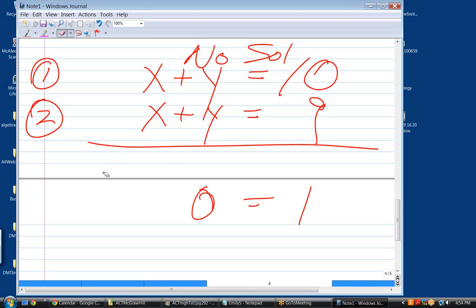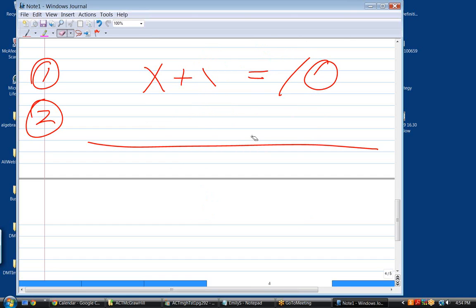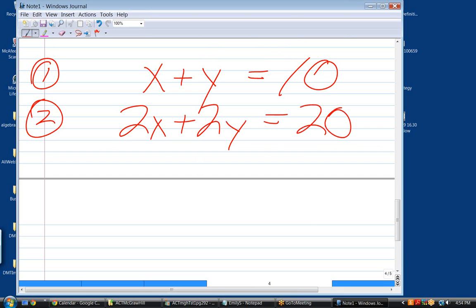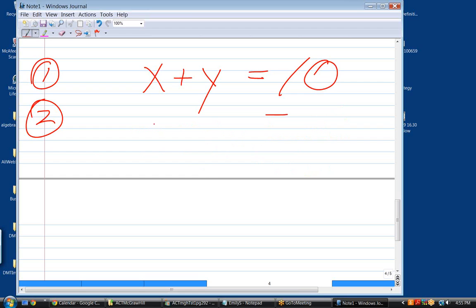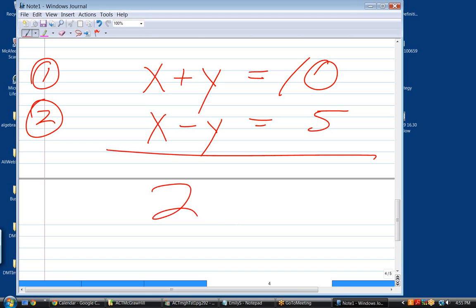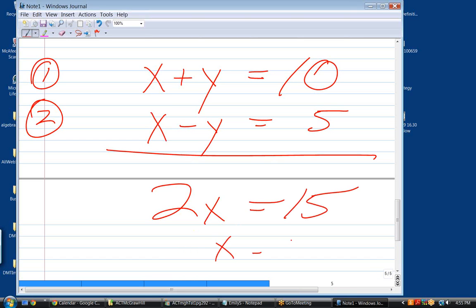So you have 3 different possibilities. You have no solution, like this. You have an infinite number of solutions, which is what I had if I had x plus y equals 10 as well as 2x plus 2y equals 20, because when I go through the math, I get 0 equals 0. And then if I truly had a different second equation, for example x minus y equals 5, well, now I can solve it. I have 2 separate independent equations. I'm going to add them together. I get 2x equals 15. Bingo, x equals 7.5.